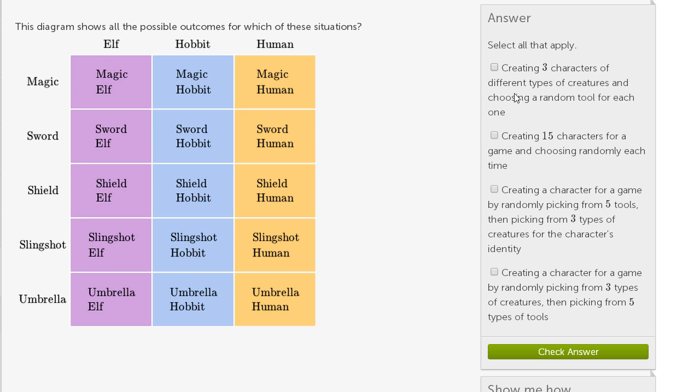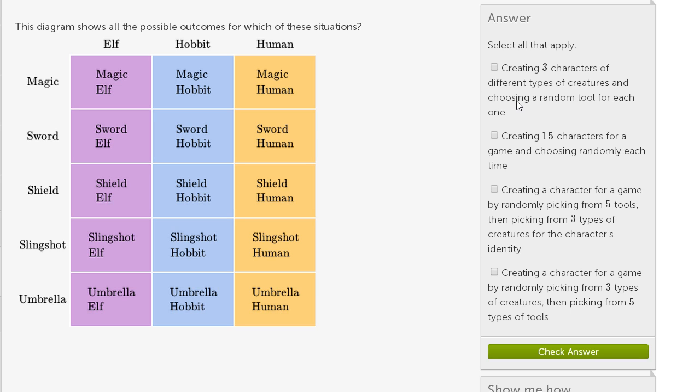So let's read these and see which of these apply. Creating 3 characters of different types of creatures and choosing a random tool for each one. So even if we assume that these are the only 3 types of creatures available, elf, hobbit, and human, if you create 3 characters of different types, you're going to have an elf, a hobbit, and a human. And you're going to choose a random tool for each one. So each one is going to have 5 possible tools.